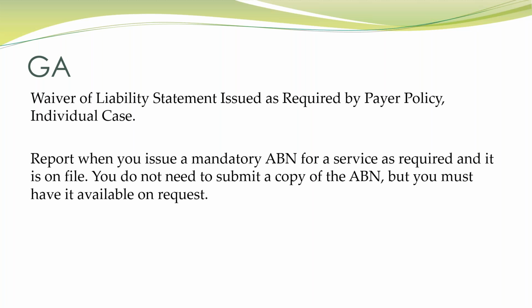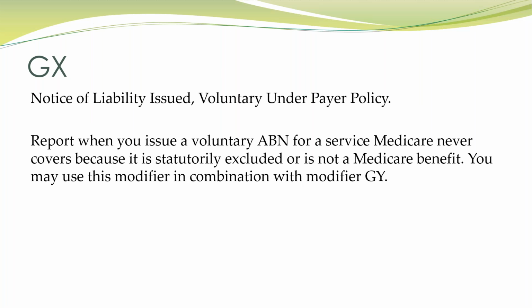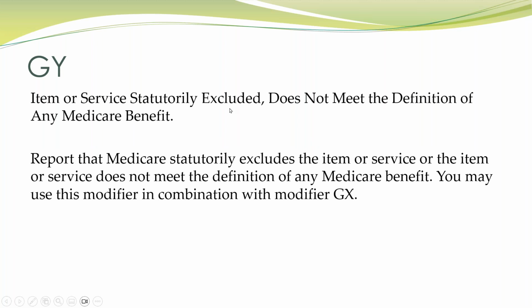GA is the waiver of liability statement issued. Report it when you issue a mandatory ABN for a service as required and it is on file. You do not need to submit a copy of the ABN, but you must have it available on request. GX is when you have a voluntary ABN for a service Medicare never covers, because it is statutorily excluded or is not a Medicare benefit. You may use that in combination with GY. GY means the item or service is statutorily excluded and does not meet the definition of any Medicare benefit. So report it when Medicare statutorily excludes the item, and you use that with an ABN.